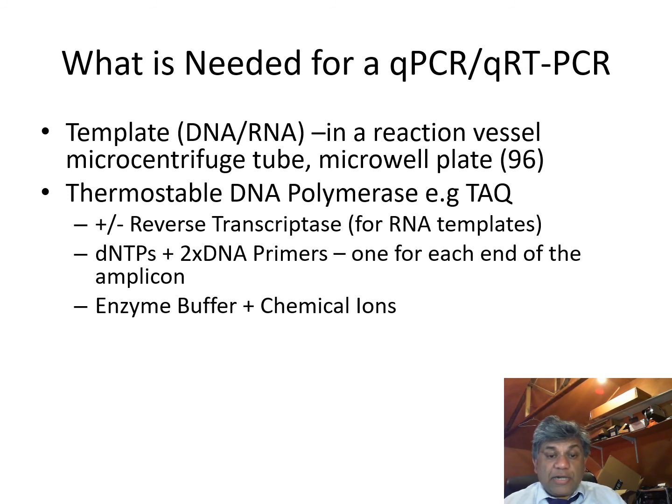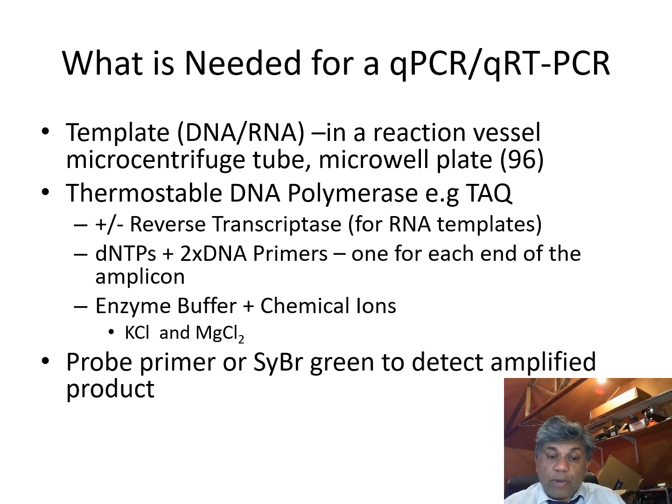You need an enzyme buffer, and you need chemical ions, and the chemical ions which are important are potassium, which helps to keep the DNA strands rigid and separate, a bit like spaghetti when you add salt to your pasta to keep it from sticking together. And magnesium ions are important as a cofactor for the polymerase.